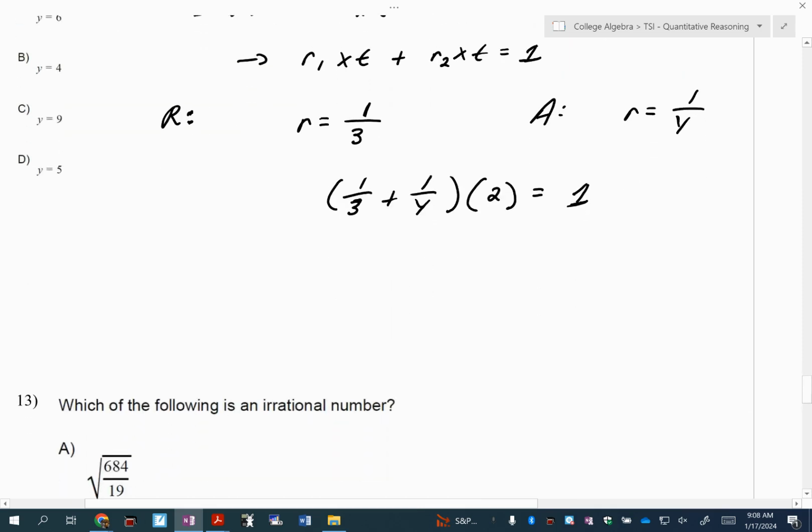All right, so if I get a common denominator to add 1/3 plus 1 over Y, my common denominator is going to be 3Y. The first one needs a Y, so that's Y plus. The second one needs a 3, so Y plus 3.